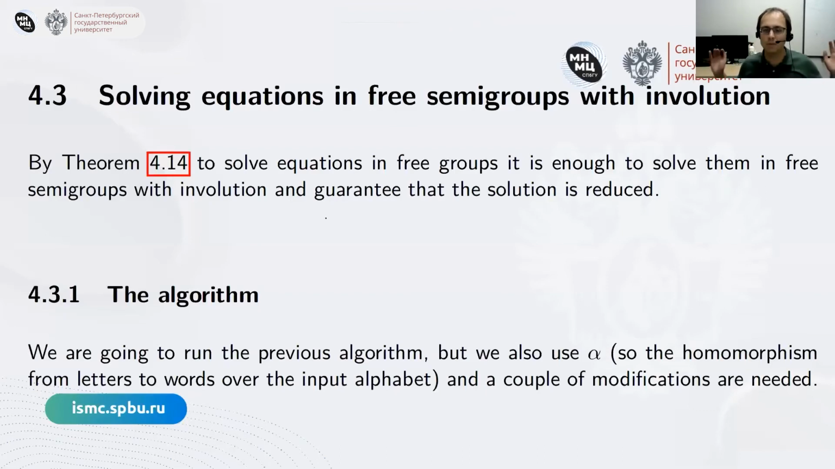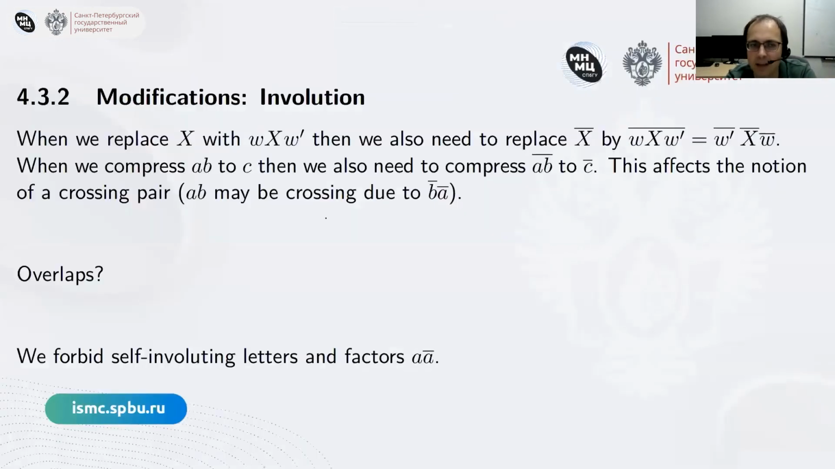Okay, so what to do with those free semigroups with involution? We essentially use the previous algorithm, and in the analysis, we also use this extra alpha. So the idea is, what are the extra difficulties? What happens if we were to run this original algorithm in the variant with the involution?